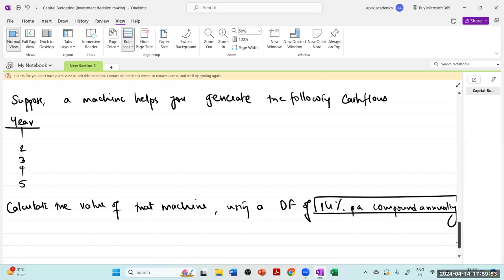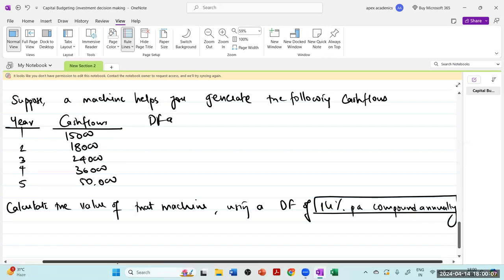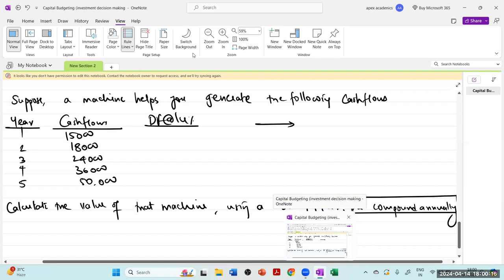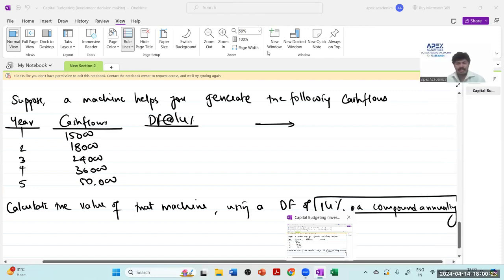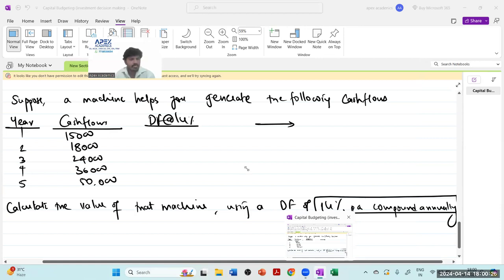Right, the following cash flows are there. The cash flows are given as follows: 15,000, 18,000, 24,000, 36,000, and 50,000. Now the discounting factor is to be taken at the rate of 14%. This is for my CMA students that I'm saying this. My CA students already know how to do this, so please don't be distracted. Everybody will pay attention to what I have to say now. Kindly focus on what I am showing to you.